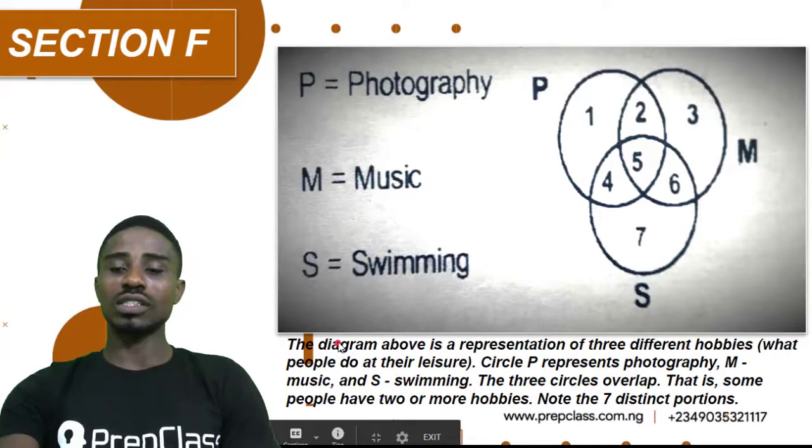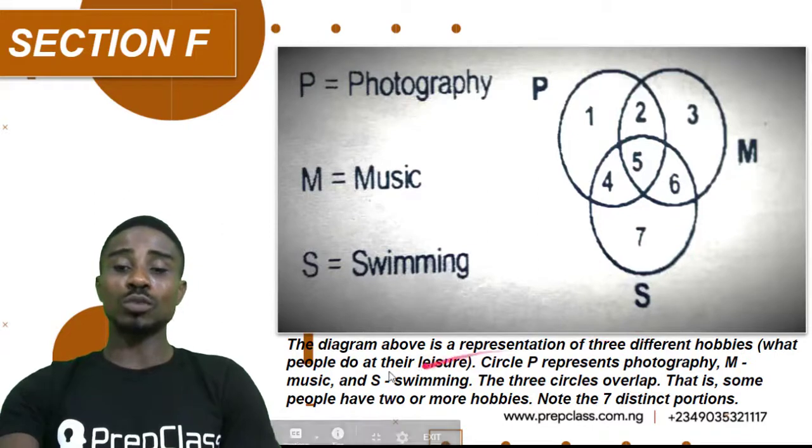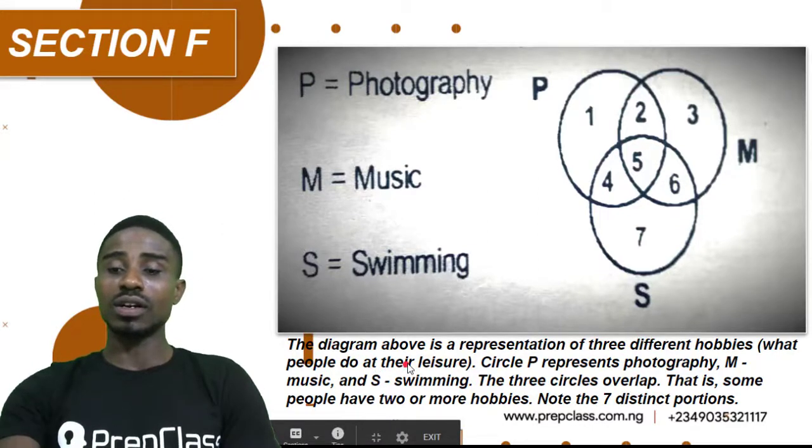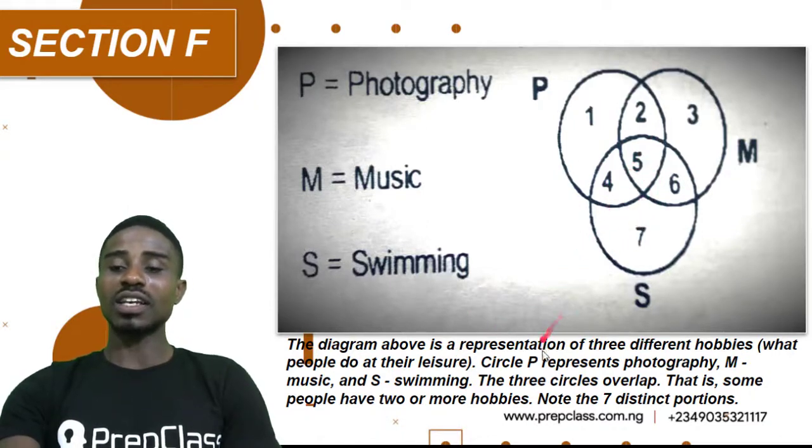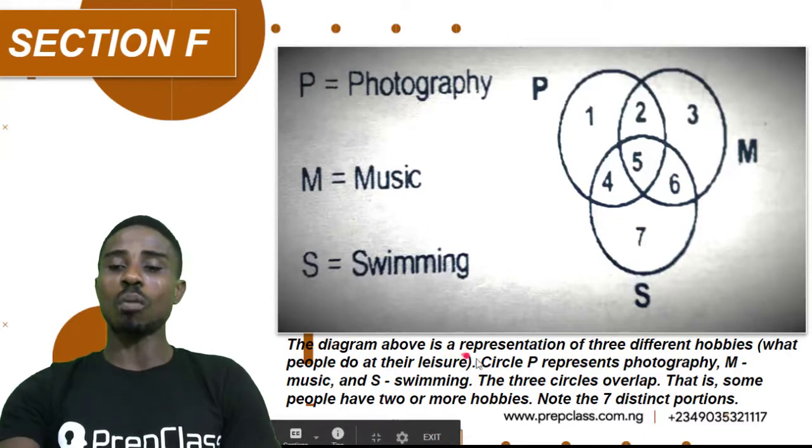Let's read the instruction. It says, the diagram above is a representation of 3 different hobbies, what people do at their leisure. That's what hobbies means. Circle P represents photography, M represents music, and S represents swimming. The 3 circles overlap. You can see the overlap. They join one or more numbers. That is, some people have 2 or more hobbies.